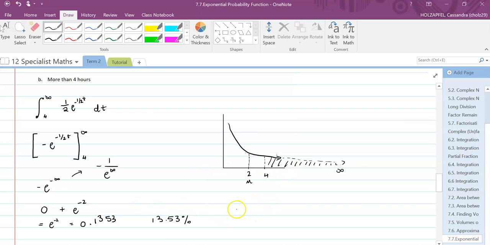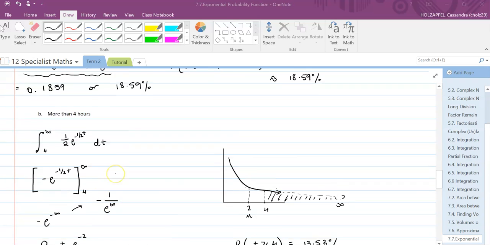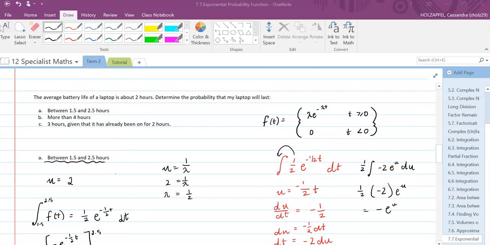So again, using our correct notation, we're going to write the probability that the time will be greater than or equal to 4 hours is going to be equal to about 13.53%.